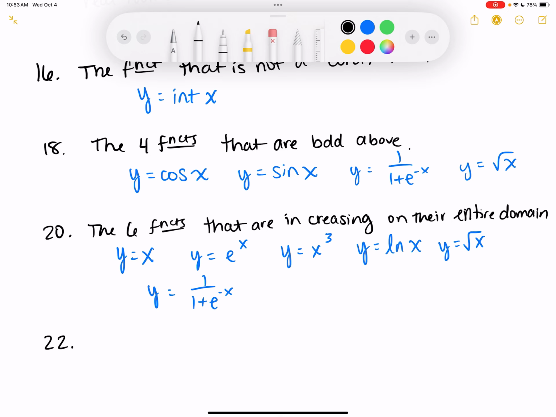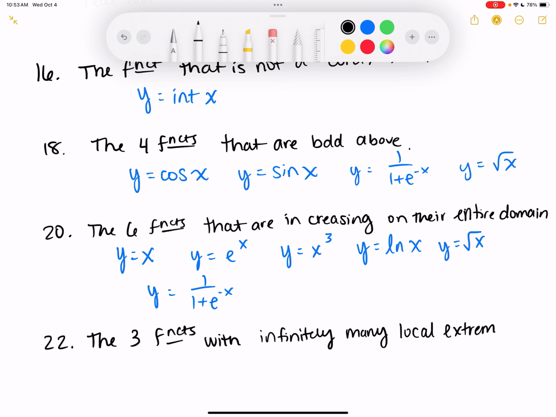All right, 22. The 3 functions with infinitely many local extrema. Now you're probably like, what in the world is that? Basically, yesterday we did maxes and mins, and we found a max, and then we would find a min. And I said sometimes they have multiple maxes or multiple mins. So we're looking for functions that basically have a lot of maxes and mins.